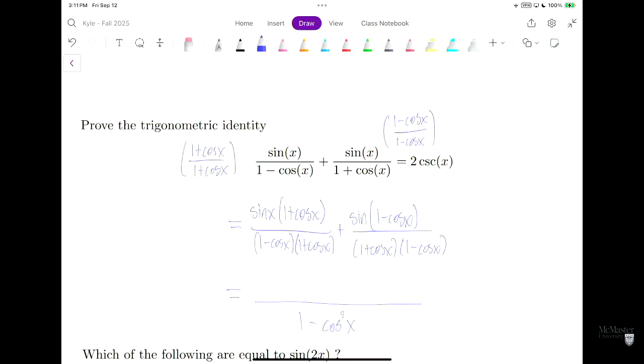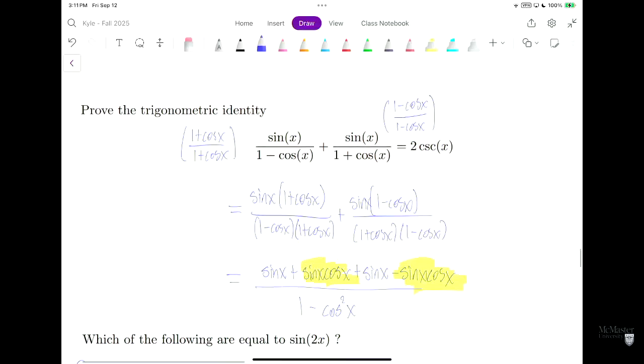Our numerator, let's expand that out. So we have sine of x plus sine of x cosine of x. And then on the right, we'll have sine of x minus sine of x times cosine of x. I'm missing an x here, sorry, in the numerator. So these two terms are equivalent, the sine of x cosine of x and minus sine of x cosine of x. So those two are going to go away.